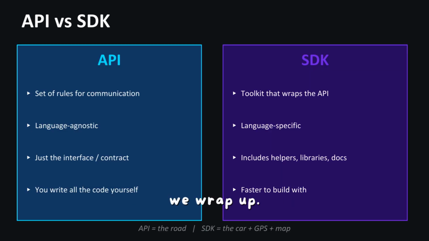One last thing before we wrap up. You might have heard the word SDK, Software Development Kit. An API is the interface, the set of rules for communication. It is language agnostic. You write all the code yourself. An SDK is a toolkit. It contains the API plus helper functions, libraries, and documentation to make it easier to use. It is language specific and faster to build with. Think of it this way. The API is the road. The SDK is the car plus GPS plus map. Everything you need to drive on that road easily.